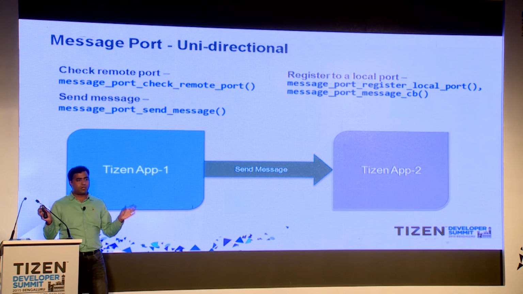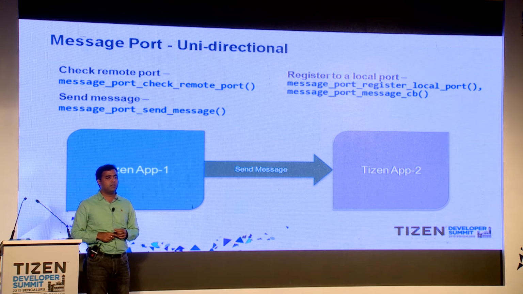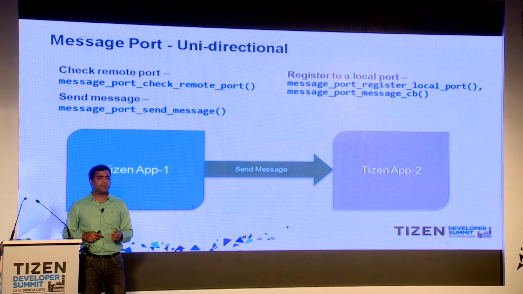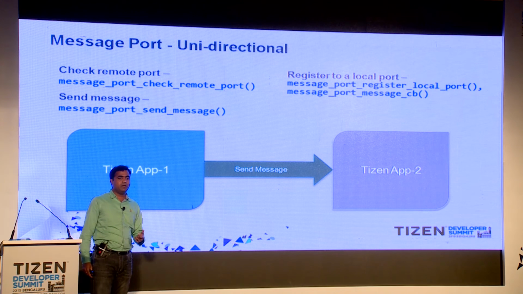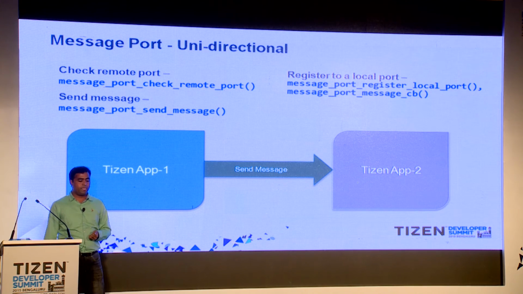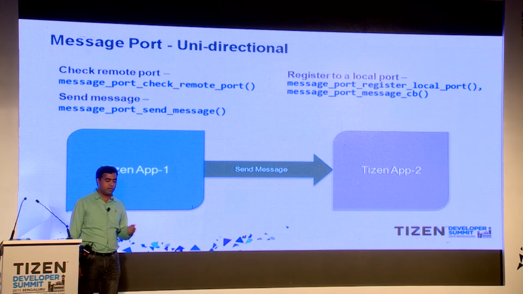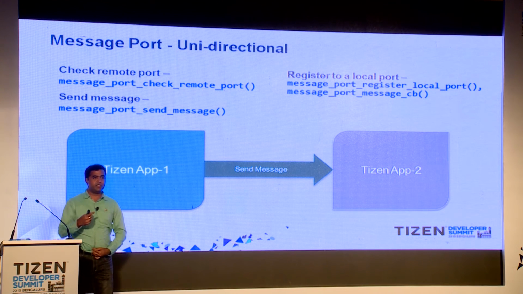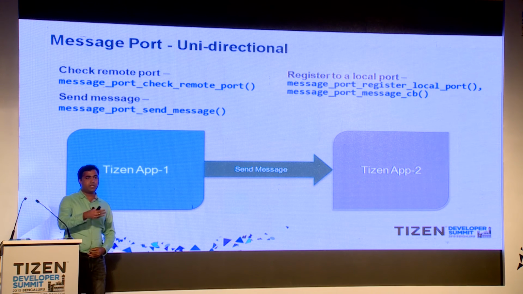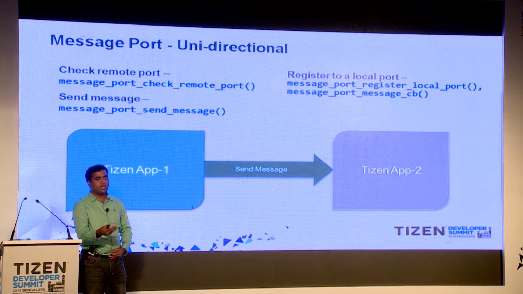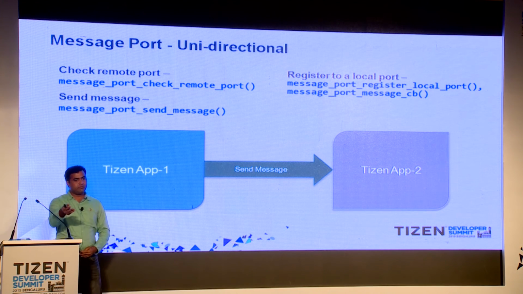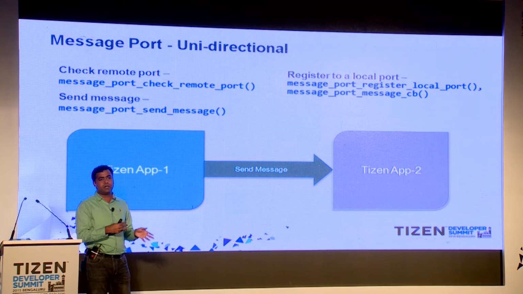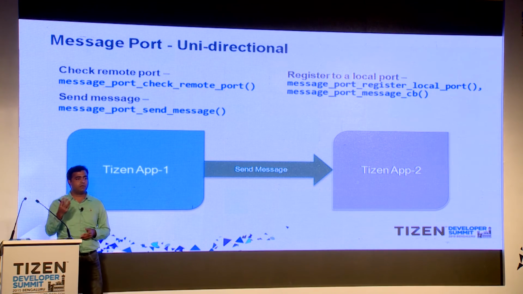Now when we say there are two applications, there should be a certain IPC mechanism, and Tizen provides a default IPC known as message port. Message port is a very simple and easy to use IPC, and you can have unidirectional communication wherein each application has its own designated port IDs. Before sending, you can check whether the remote port ID exists, and if it exists, then you can send a message. On the receiving end, the receiving application can simply register to listen to that particular port, and whenever a message arrives, the callback is triggered.